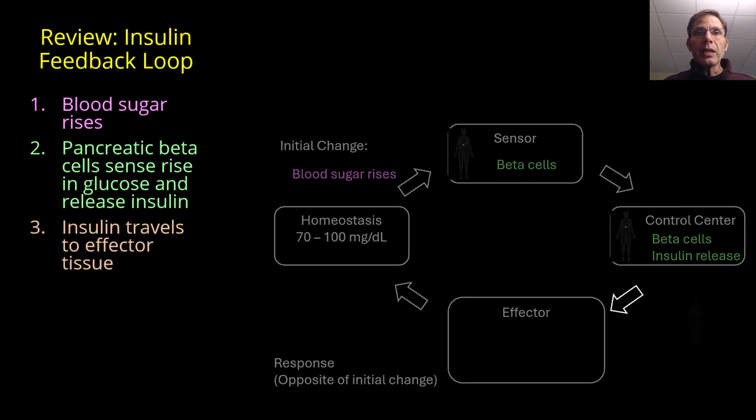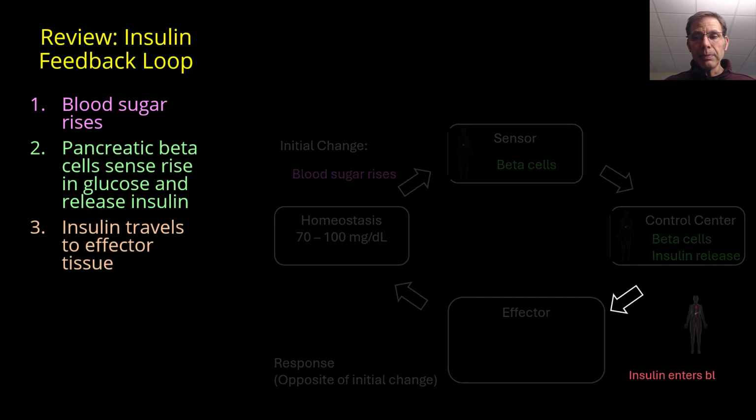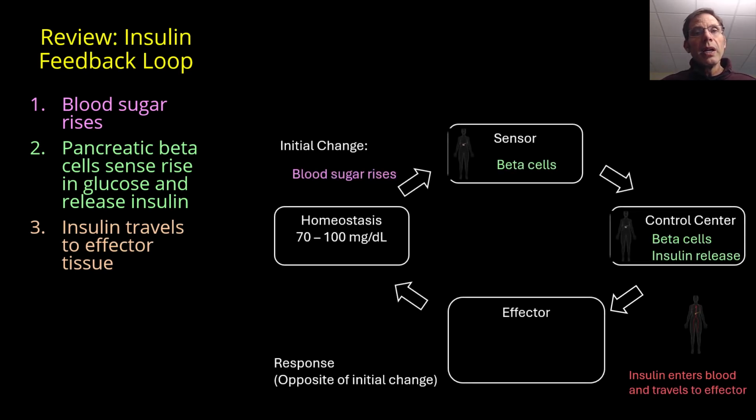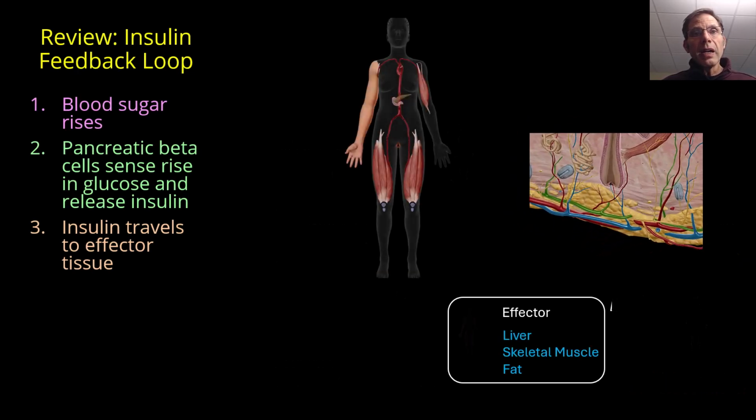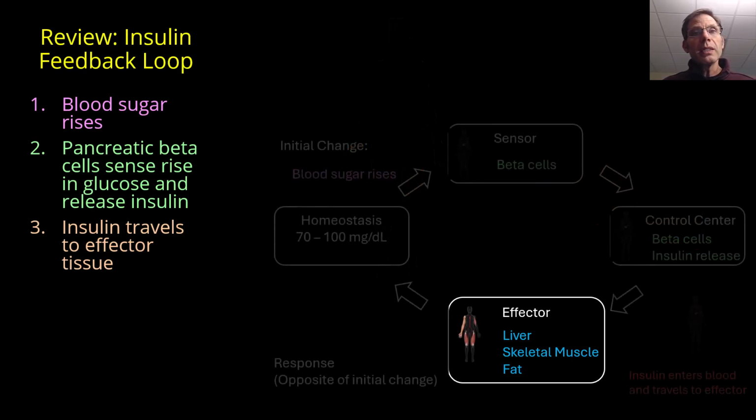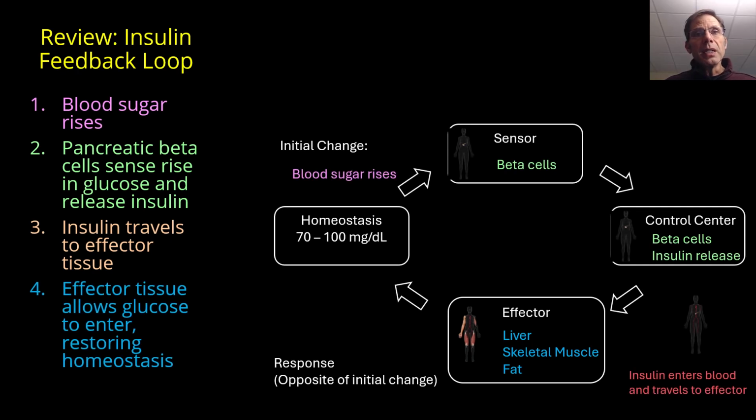At that point, the insulin is going to enter the bloodstream, and it will travel to effector tissue. The effector tissue includes skeletal muscle, fat, and the liver. We want to keep in mind where this tissue is located. It's not in the pancreas. In response to insulin, the effector tissue lets glucose into the cells. So glucose leaves the blood, enters the cells. This lowers blood glucose and restores homeostasis.